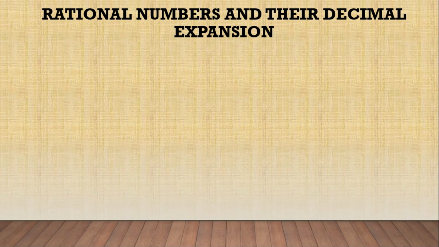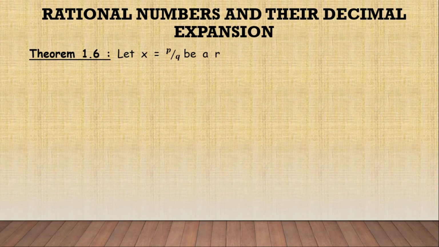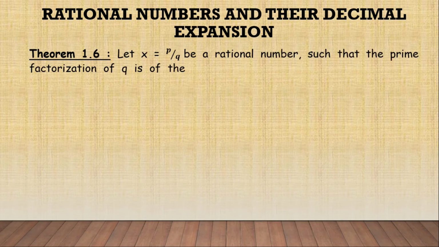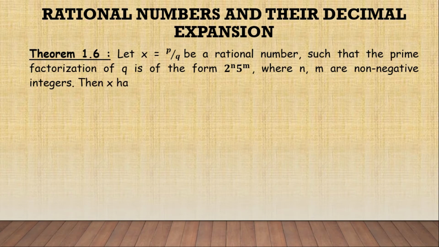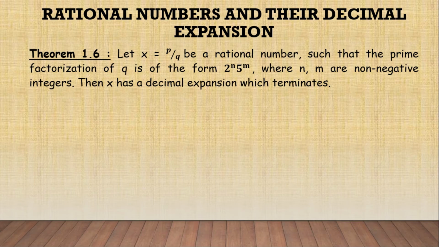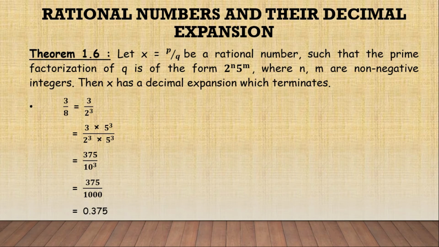Let us see the next theorem, the 6th theorem, which is the reverse of the 5th theorem. Let x equals p by q be a rational number such that the prime factorization of q is of the form 2 to the power n into 5 to the power m, where n and m are non-negative integers. Then x has a decimal expansion which terminates. Let's take an example, say 3 upon 8, which is equal to 3 upon 2 cube. We can multiply 5 cube with both the numerator and denominator and we will get 375 upon 10 cube, which is equal to 375 upon 1000, or 0.375.